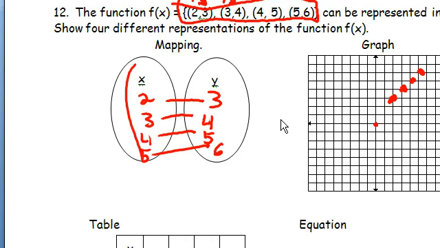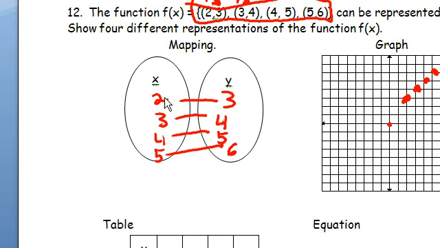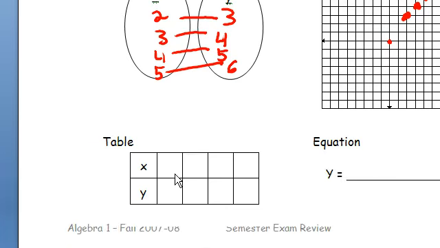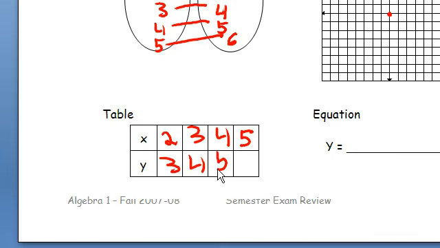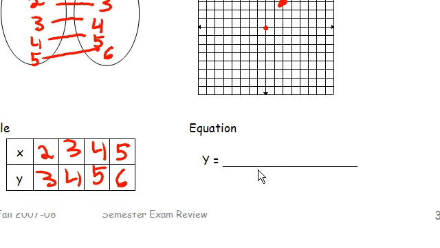Okay, well, let's see here. Let's take, whoa, crazy line. Let's take this x data and drop it into our table. 2, 3, 4, 5. And our y data, 3, 4, 5, 6. Okay, let's now determine our equation.